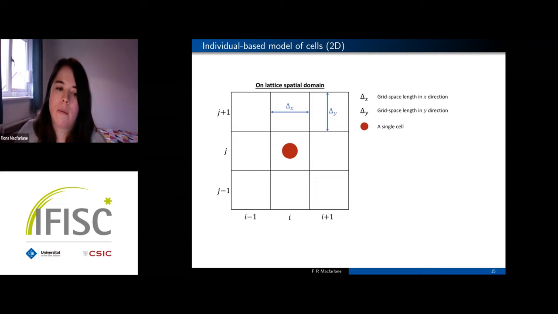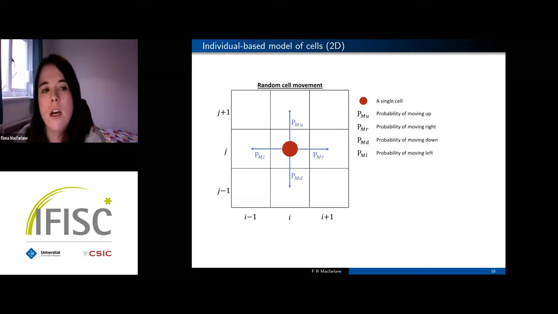Then the cells are going to be able to undergo different mechanisms based on their position within the lattice. So for the more random cell movement, we're going to have some probability of each cell at each time step of moving to each of the four neighboring positions shown on the diagram. And these probabilities are going to be dependent on cell density, like I said before.